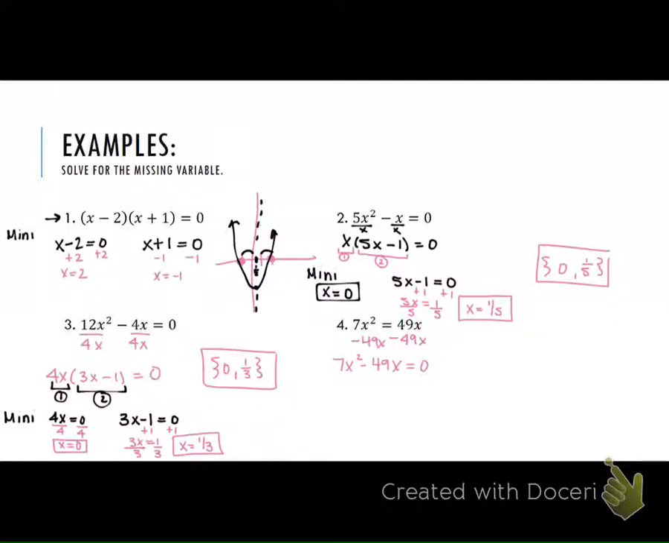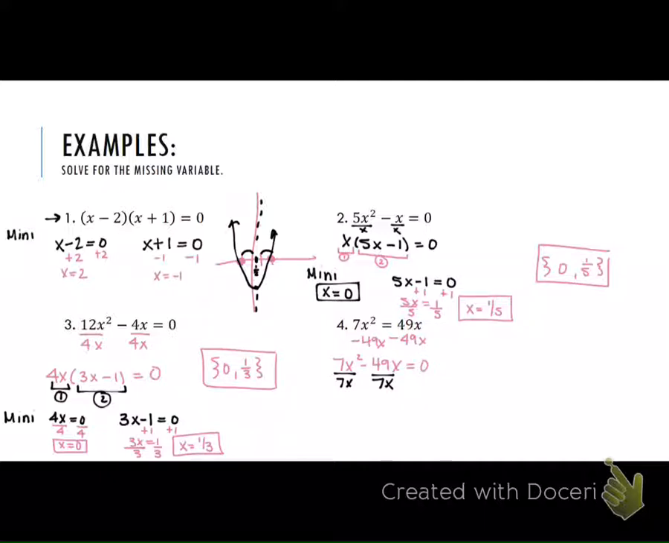So now it's set equal to 0. The first thing we look for is a GCF. What is my GCF, Connor? 7x. So I have 7x times x minus 7. Is x minus 7 a difference of squares? No, those aren't perfect squares, so we are good there.